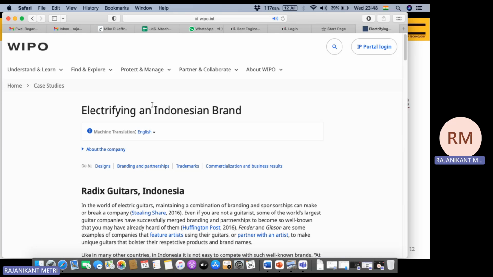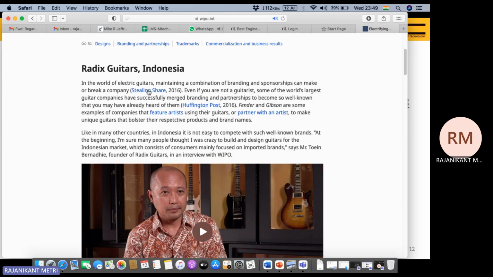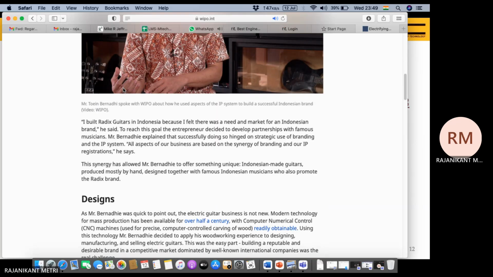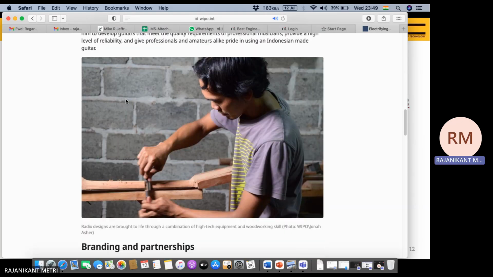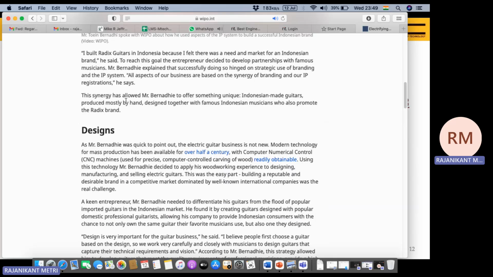"Electrifying an Indonesian Brand." It is related to Radix Guitars, Indonesia. So it is related to Indonesian guitar design.